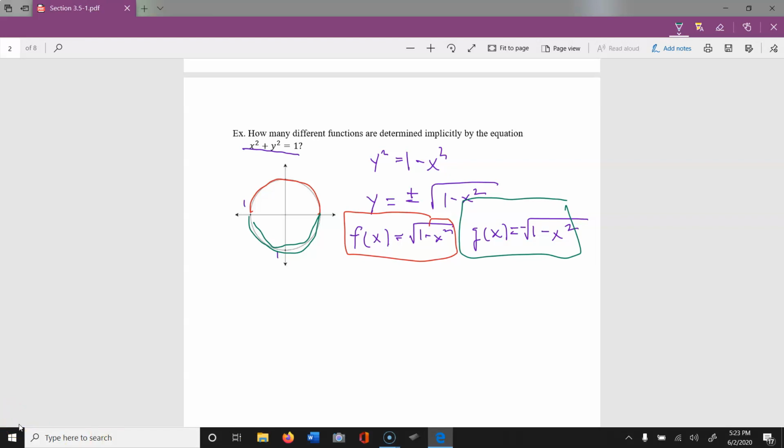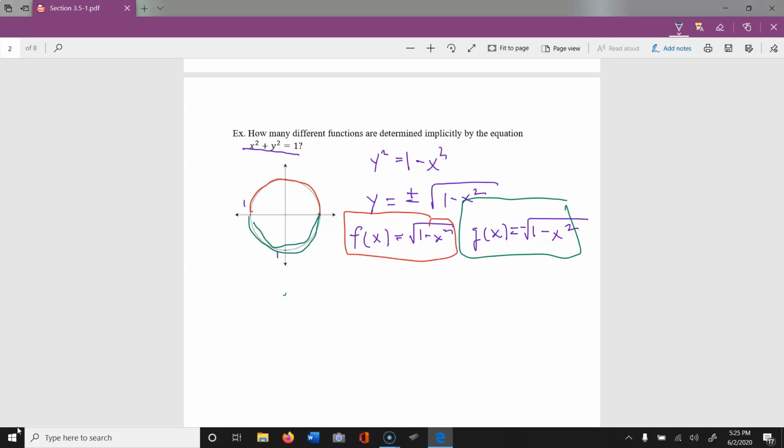Okay? So the graph of each function determined implicitly by x squared plus y squared is equal to 1 is a portion of the graph of the unit circle. Okay? Make sense? Now, I could have also taken or constructed another function if I wanted.